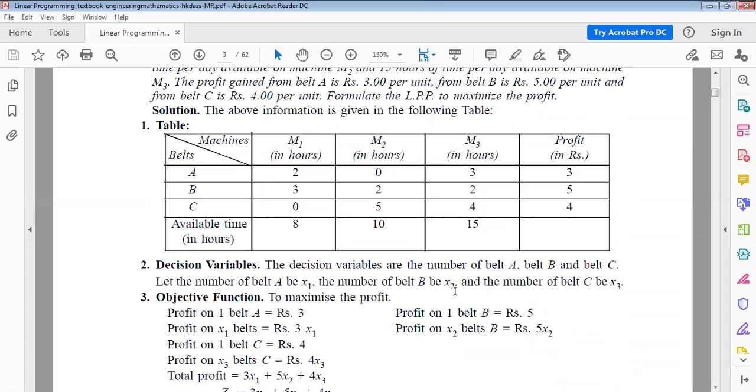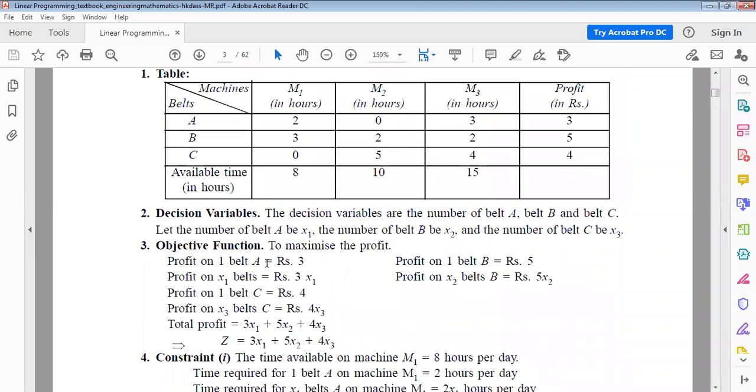Now the decision variables: the number of belt A will be x1, the number of belt B will be x2, the number of belt C will be x3. Understand? Profit on A is 3 taka, so profit on x1 will be 3x1. Profit of B is 5 taka, so for x2 belts of B, profit will be 5x2. Profit of one belt C is 4 taka, so for x3 belts of C, 4x3. So total profit will be 3x1 + 5x2 + 4x3.